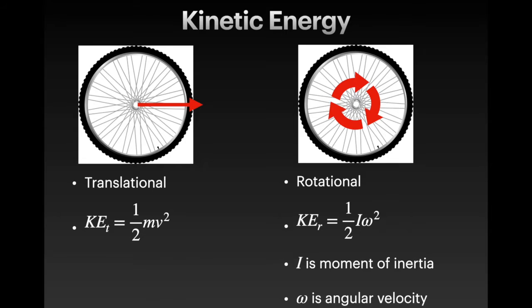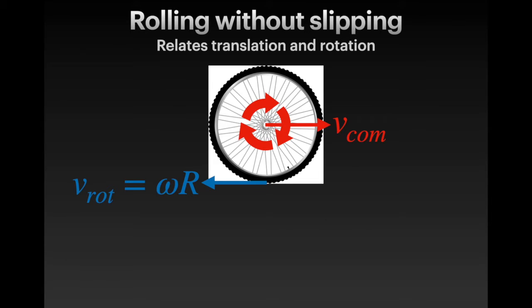Now, if we have rolling, we're going to talk about a very specific type of rolling, which is called rolling without slipping. So that will allow us to relate translation and rotation.